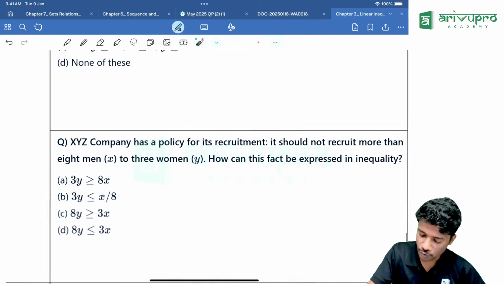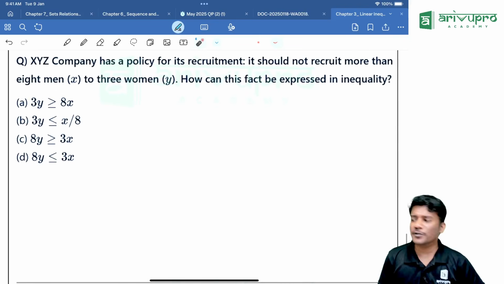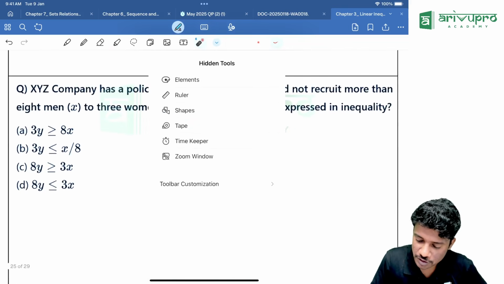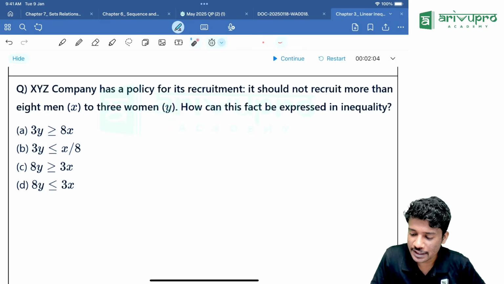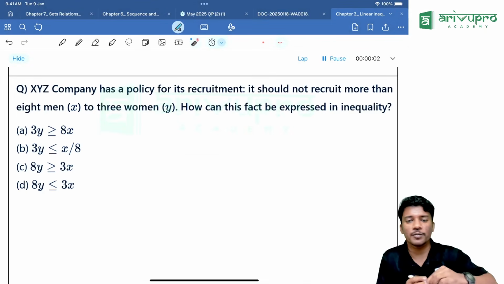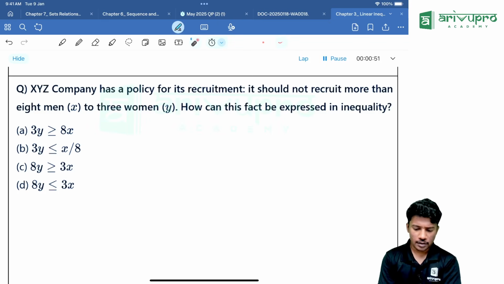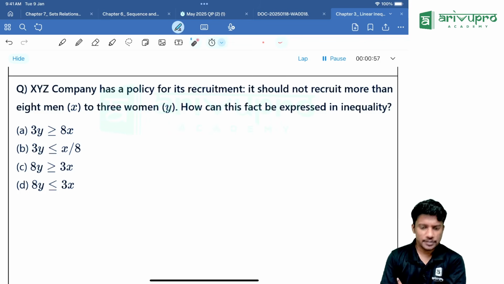Okay, next one. This one you try. Everyone, I'll give you 1 minute. It's a very good question and there is a trick to solve this. This was the trick I was telling you about. Yes, 1 minute I'll give you. Think. B or C? How many of you got B? How many of you got A? C? Okay, let's see.